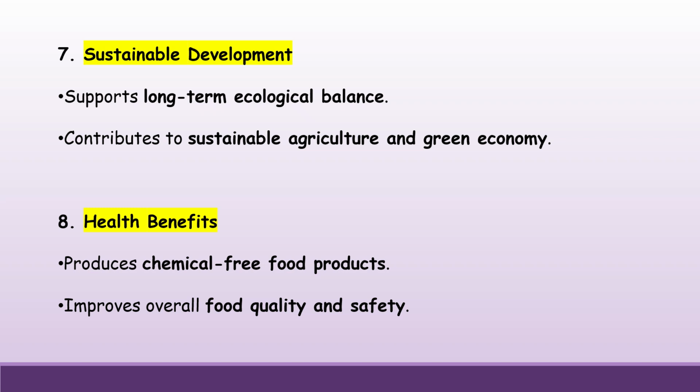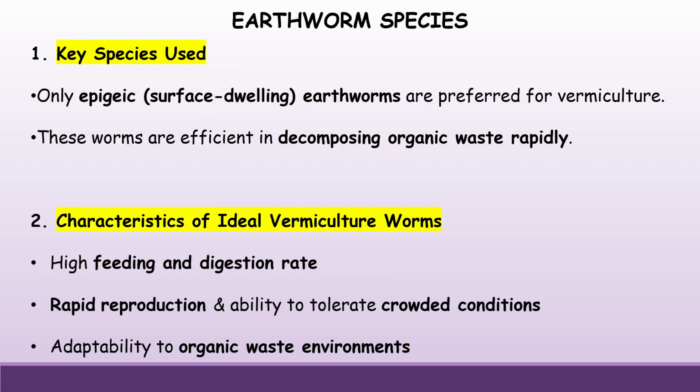Because if you increase the use of vermicompost and decrease the usage of chemical fertilizers, then definitely the food that is produced will be chemical-free food products produced by the farmers, and overall the food quality and safety will also automatically increase. So this is the significance, or importance, of why we are supposed to use vermicompost.